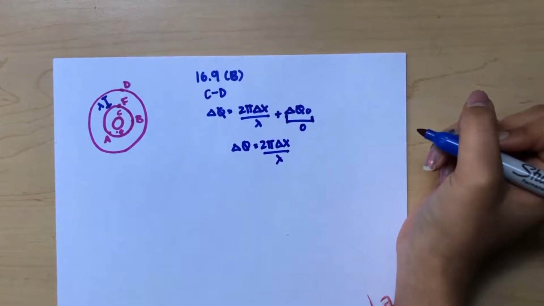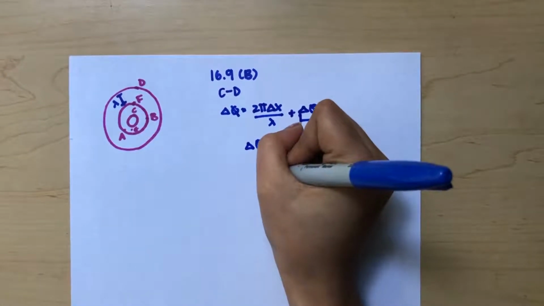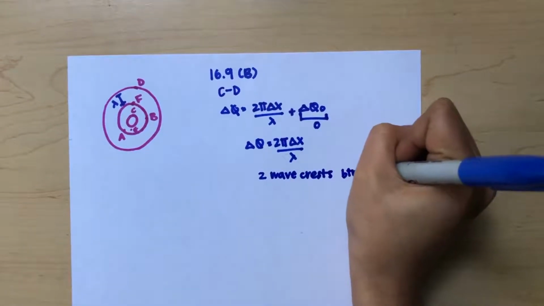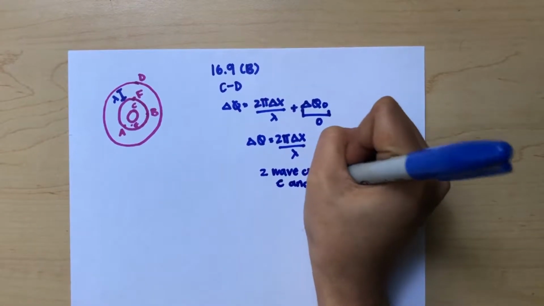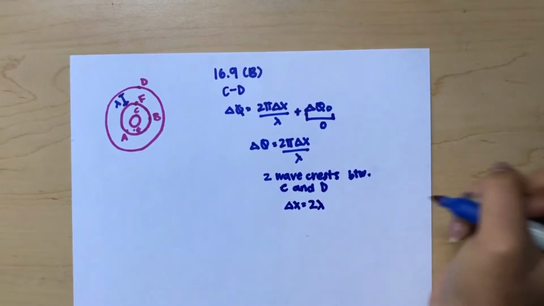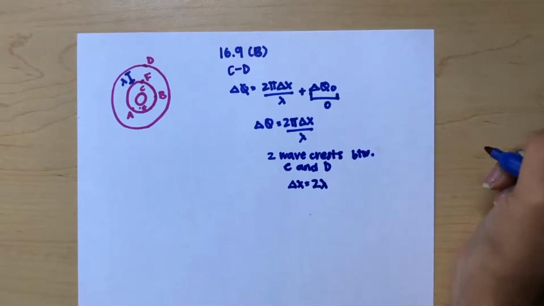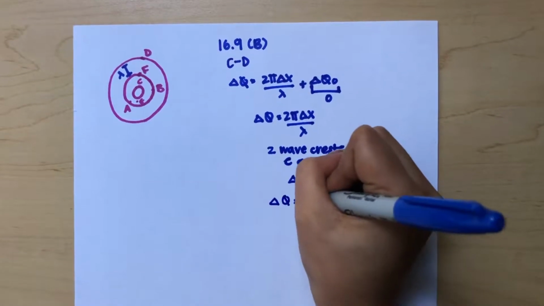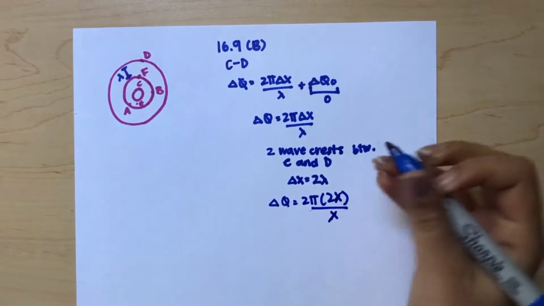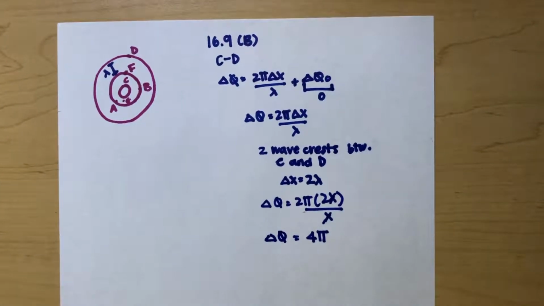Now we can count the wave crests between the 2 points. We have 1 wave crest, 2 wave crests. So the distance is 2 wave crests. Since the distance between C and D is 2 wave crests, delta x is 2 lambda because the distance between each wave crest is 1 lambda, like said before. Plugging it into the equation, delta phi is equal to 2 pi times 2 lambda over lambda. The lambdas cancel out, so what we have left is 4 pi. So delta phi is equal to 4 pi.